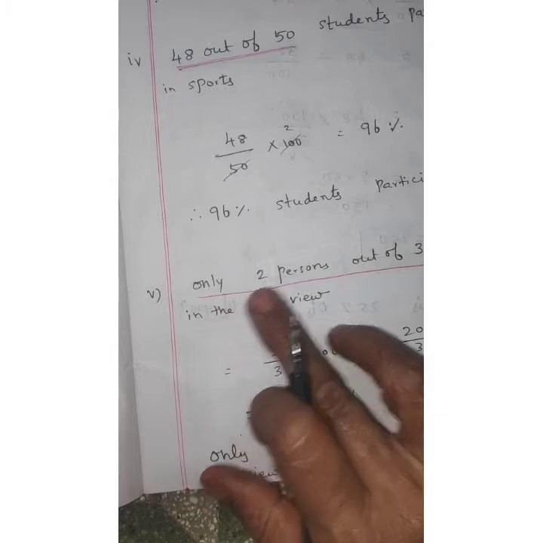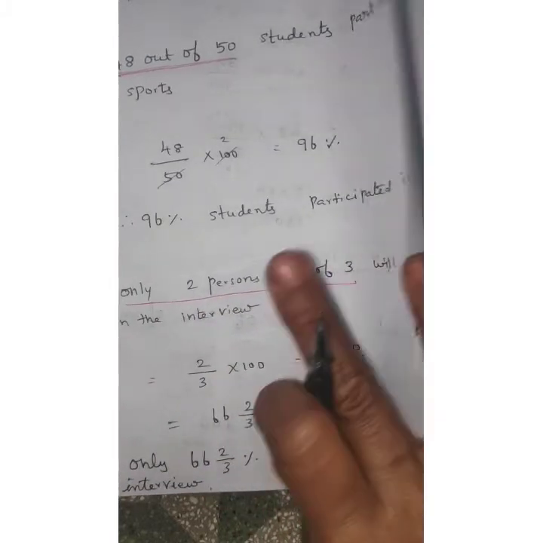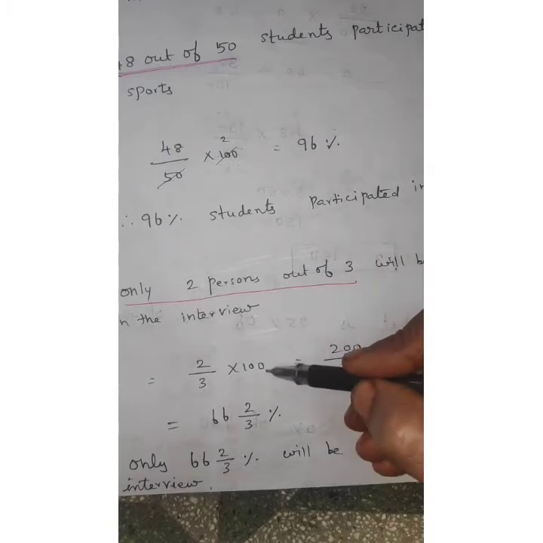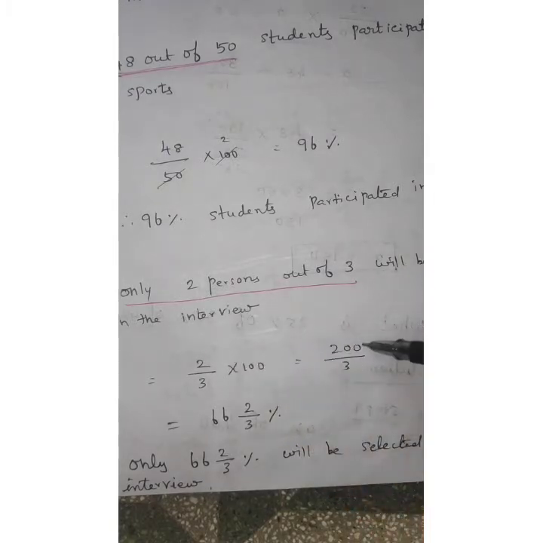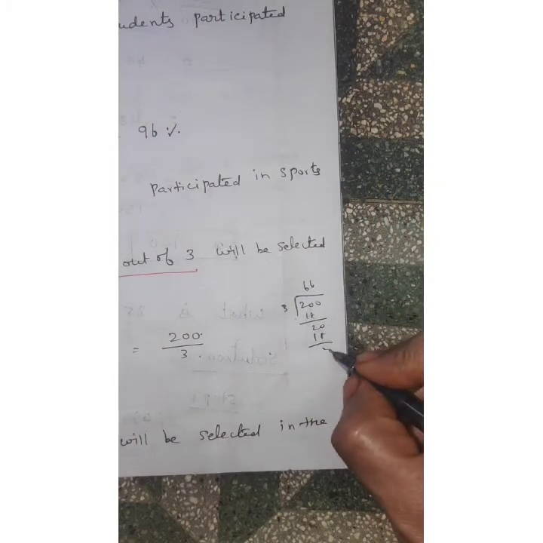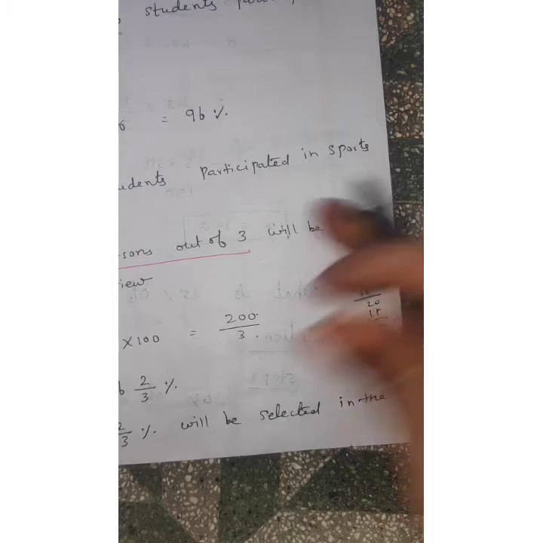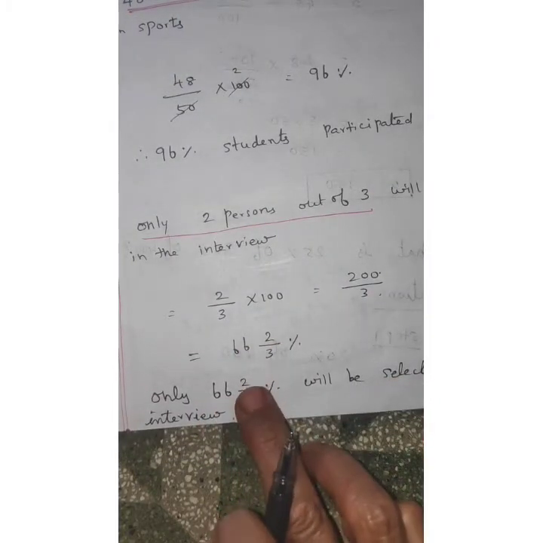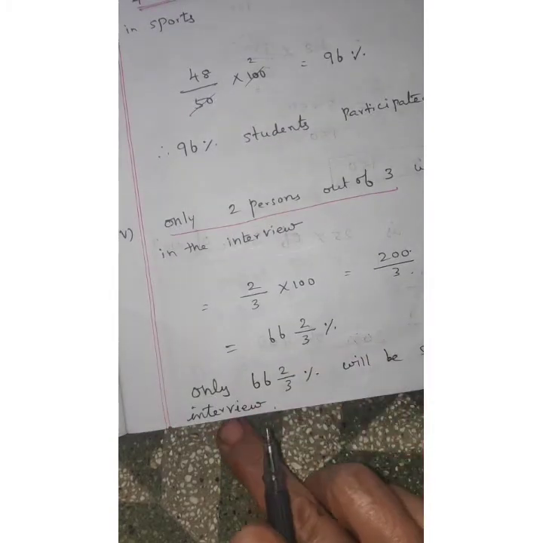Next, 2 2/3 out of 3. How do we write this? 2 by 3. To change into a percentage, multiply by 100. 2 into 100 equals 200 by 3. Divide this number and we get the answer 66, with a remainder of 2. So the answer is 66 2/3 percent. Only 66 2/3 percent will be selected in the interview.